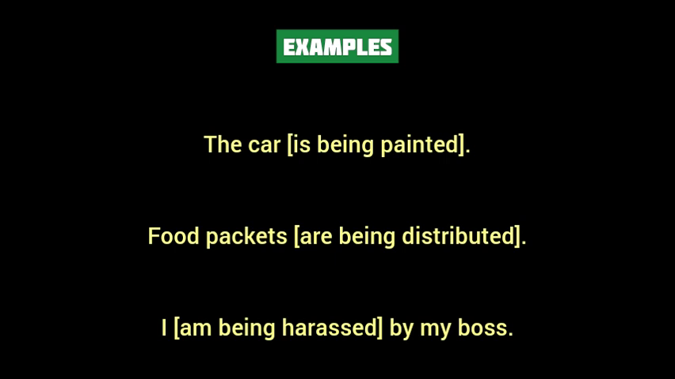In these three examples, the three verbs is being painted, are being distributed, and am being harassed are in present continuous tense passive voice. In passive voice, the doer is not the subject, but the receiver of the action is the subject of the sentence. In this way, the active voice and the passive voice structures of the present continuous tense are different.